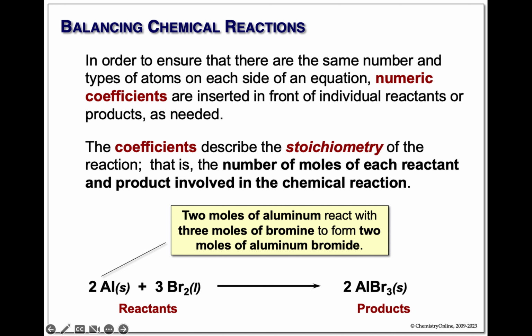If we express that in terms of molar quantities, we can take this equation and simply say we have 2 moles of aluminum reacting with 3 moles of bromine to give us 2 moles of aluminum bromide. This is referred to as the stoichiometry of the reaction. Now, stoichiometry is a wonderful word. You can tell people, yeah, we talked about stoichiometry today. Sounds really impressive. All it is, is the coefficients in your equation.